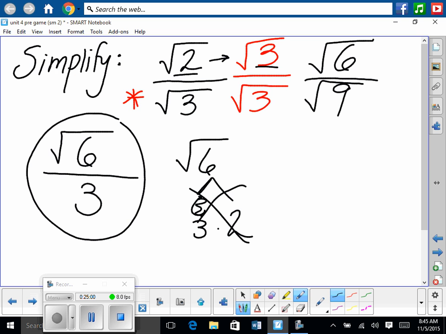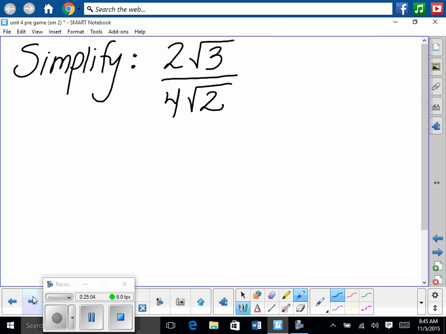Last one. Promise. And it's the most rigorous one. So we have 2 square roots of 3 over 4 square roots of 2. There's a couple different ways we can go about rationalizing the denominator here. I debate on which one to show you. So I guess what I'm going to do is the one way. I don't know. It's debatable.